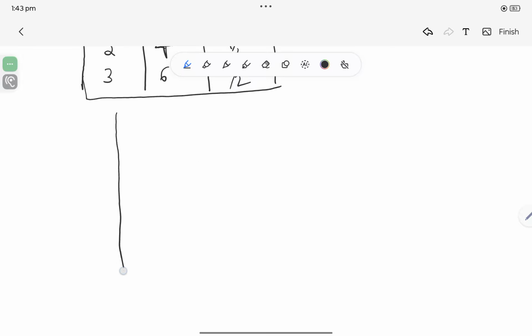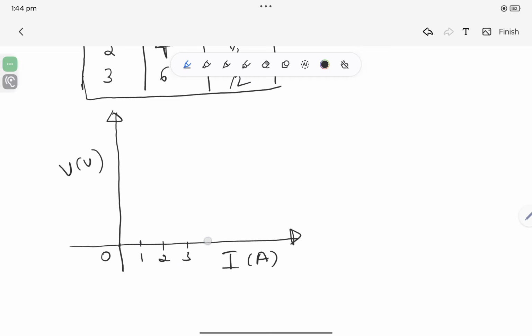This is the y-axis, which tells about voltage, and this is the x-axis, which tells about current. Current in ampere, voltage in volt. This is the origin where x and y values meet. At the origin, x and y values are 0. 1, 2, 3, 4, 5, 6, 7, and 1, 2, 3, 4, 5. Let us draw this graph.